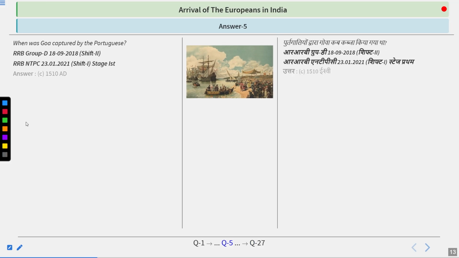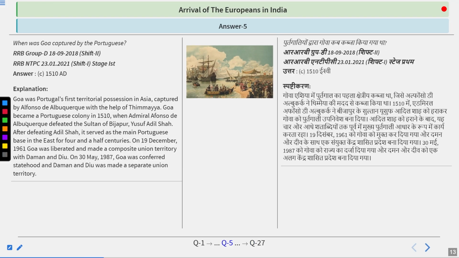The answer is 1510. So this was the time of Alfonso de Albuquerque when Goa was captured by the Portuguese. And if we talk about the first governor of the Portuguese, that was Francisco de Almeida. So Goa was Portugal's first territorial possession in Asia, captured by Alfonso de Albuquerque with the help of Timoji. Goa became a Portuguese colony in 1510 when Admiral Alfonso de Albuquerque defeated Sultan of Bijapur Yusuf Adil Shah.